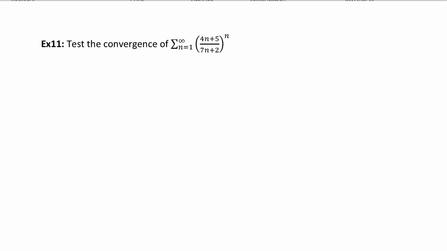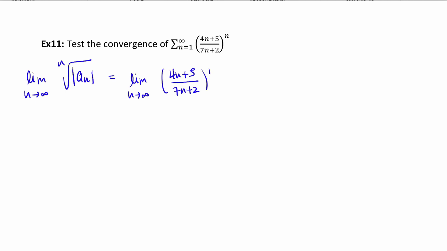Okay, perfect. So test the convergence of the sum from n equals 1 to infinity of ((4n+5)/(7n+2))^n. Check this out. We have the limit as n goes to infinity of the nth root of the absolute value of a_n. This is just so that when we take that nth root, we don't have to worry about what's left inside when it comes to signs. So this is the limit of ((4n+5)/(7n+2))^n, and we take the nth root of that, the power 1/n. So we're left with the limit as n goes to infinity of (4n+5)/(7n+2).